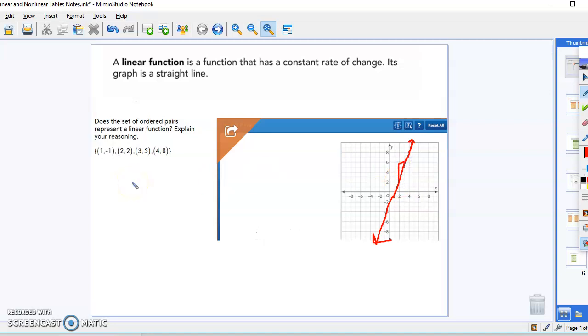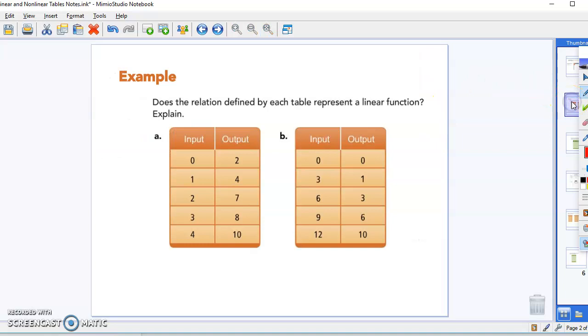But sometimes we won't be given the graph to be able to do this. And so if that's the case, we can actually figure out whether it has a constant rate of change from the ordered pairs or not. And we'll look at that in the next example. So in this example here, it's asking us if each relation defined by each table represents a linear function. So the way that we're going to tell for that is by looking at what the change is in the output, so the change in the y, over the change in the x, the input.